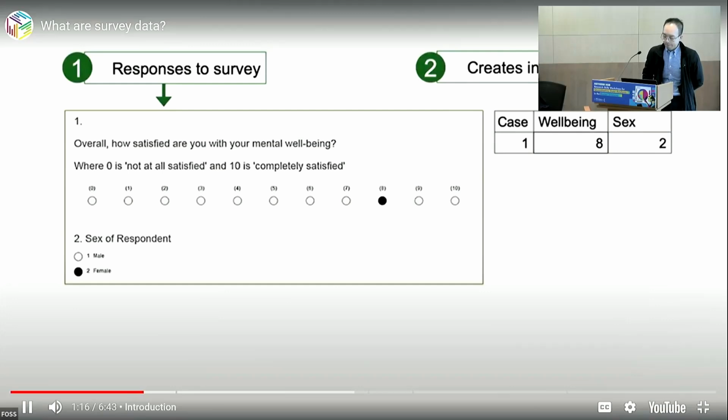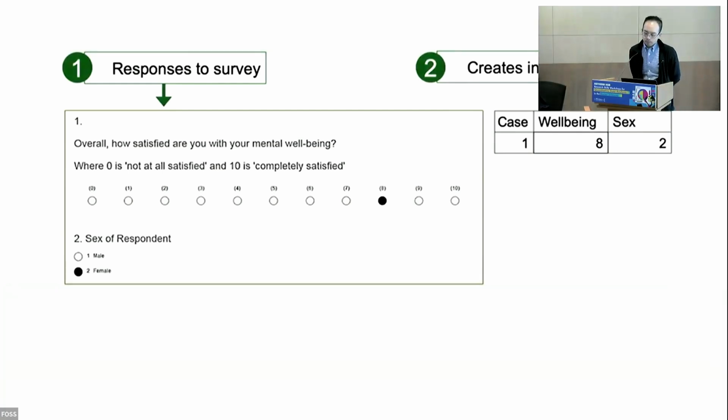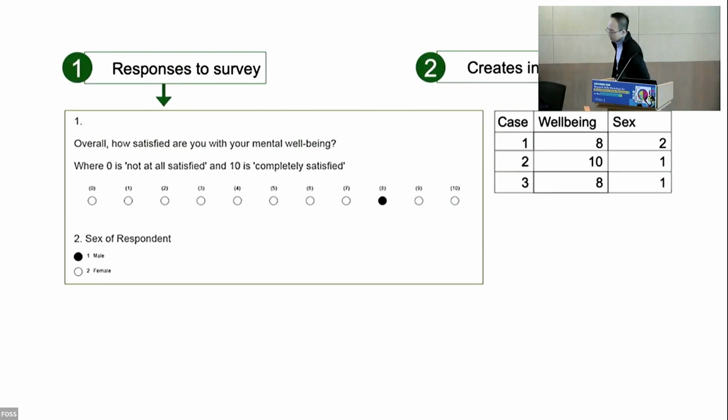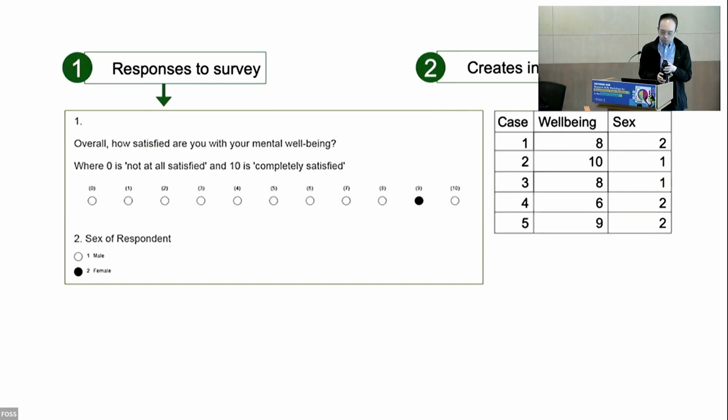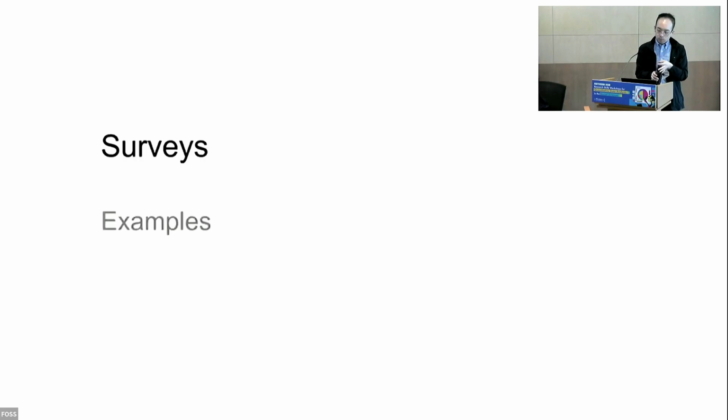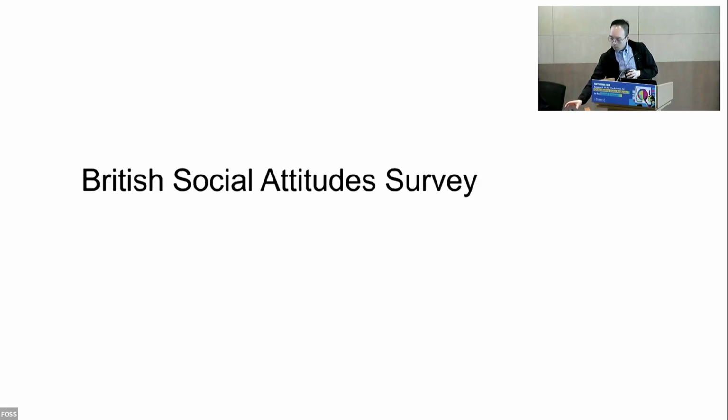The mental well-being is 8 out of 10. Each response creates individual level data in the survey dataset, shown in this table, which collects the well-being score and sex of the first 7 respondents. Respondents' information is stored as cases in the dataset, which can be used to produce statistical summaries. We're now going to look at some examples of surveys. The first example we're going to take a closer look at is the British Social Attitudes Survey. In all but 2 years since 1983, a British Social Attitudes Survey has been carried out to take an annual snapshot of public opinion on a range of key political and social issues.